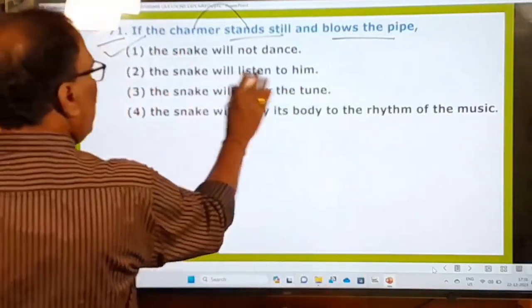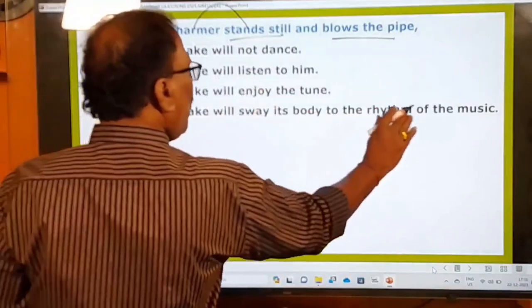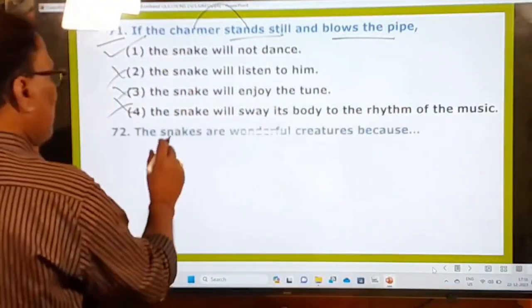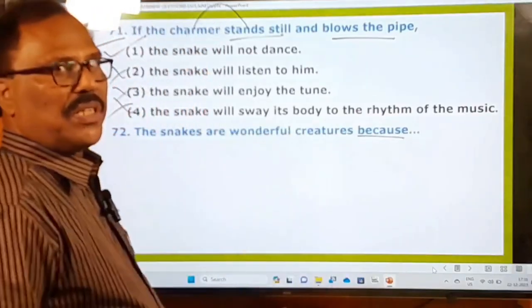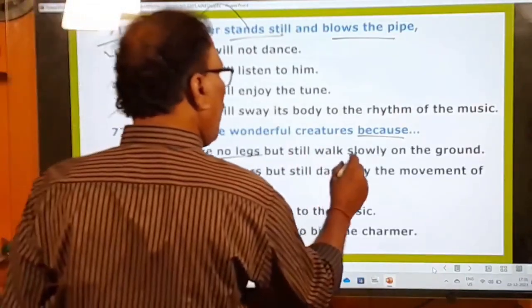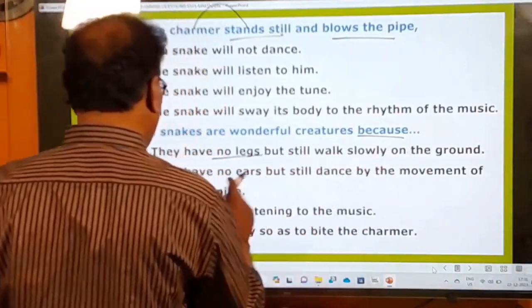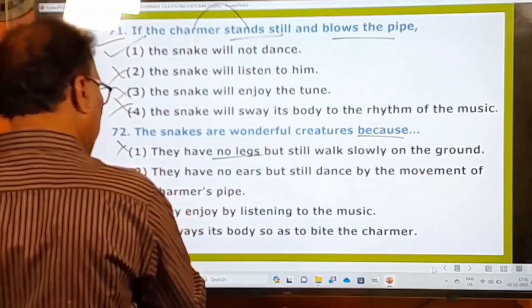The snake will listen to him? No. The snake will enjoy the tune? No. The snake will sway its body to the rhythm of the music? No. Only the first one is the right one. And you go to the next one. The snakes are wonderful creatures because why? They have no legs but still walk slowly on the ground? No. They have no ears but still dance by the movement of the charmer's pipe. Yes, that is the right one.